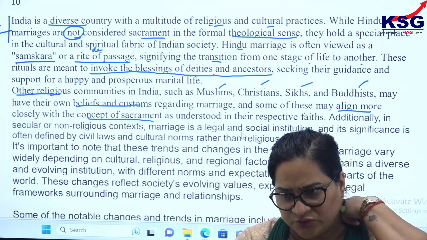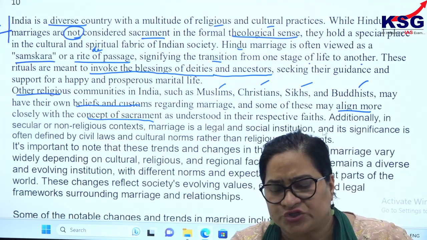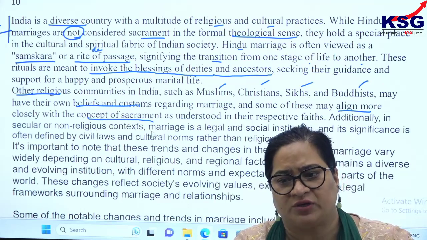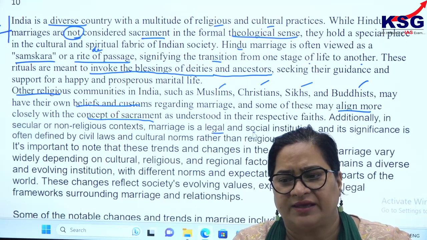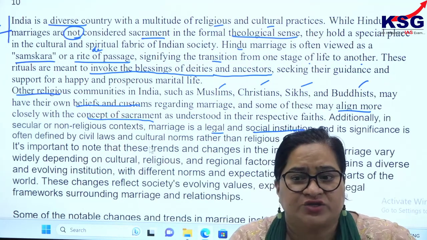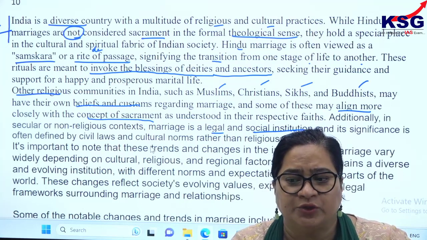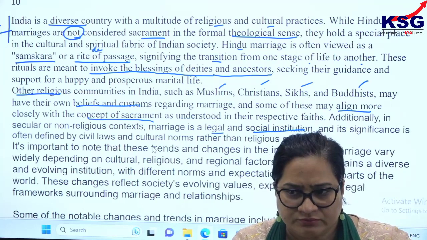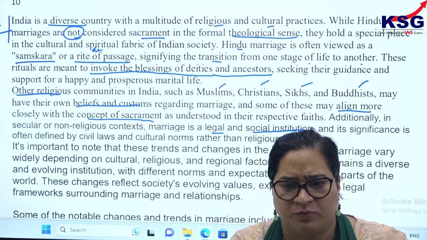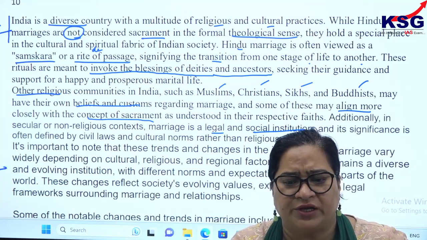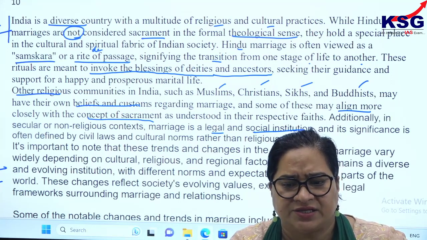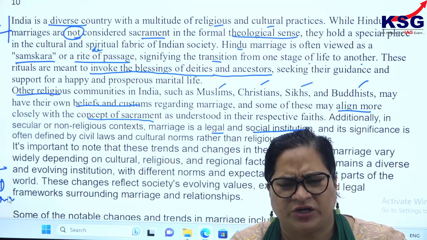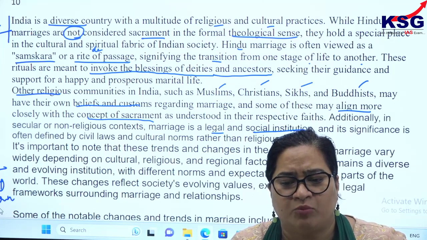Now, getting back to the question, it is written that additionally, in a secular or non-religious context, marriage is a legal and social institution. Okay, so this is in general what we can see. Now, the question is, is it losing its value in modern India? So you can bring in the component of globalization, liberalization, privatization, and the expansion of liberal modern values.